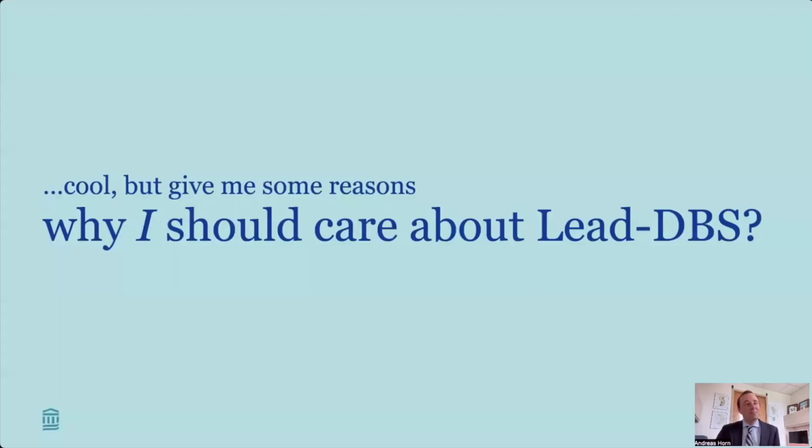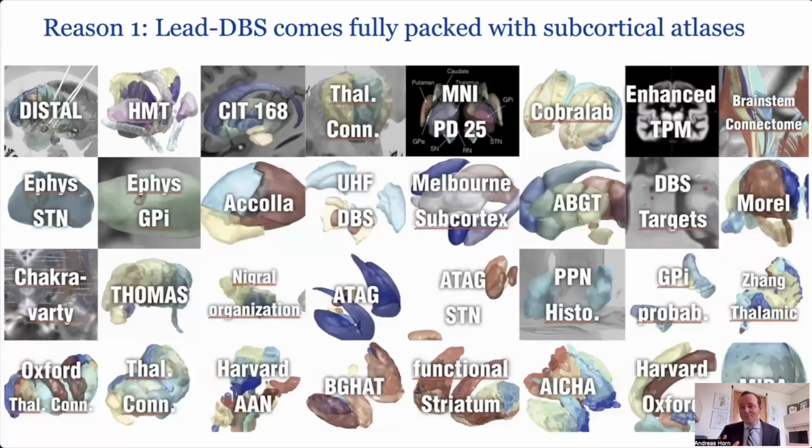I thought, this is OHBM. People here are usually not dealing with electrodes in the brain. What could be in it for them, right? What are the features that Lead-DBS brought that are useful for DBS that could also be useful for general neuroimaging? And I came up with a few things.